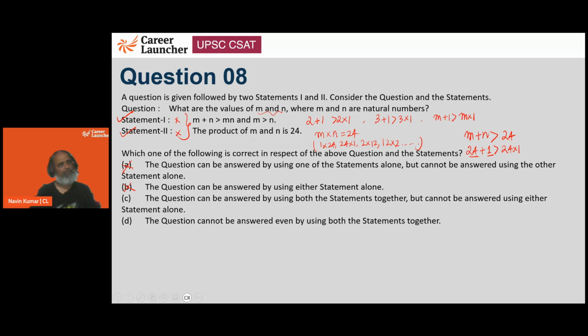m and n could have been 1 and 1 also, right? 1 into 1 is equal to 1 plus 1. Sorry, 1 plus 1 is greater than 1 into 1. So question can be answered using both the statements together, but cannot be answered using either of the statements. So C option becomes our answer.